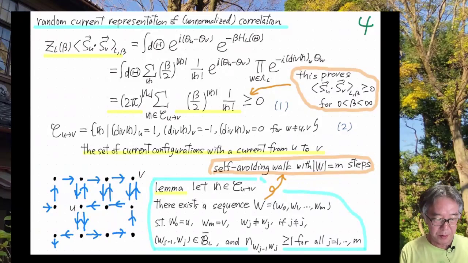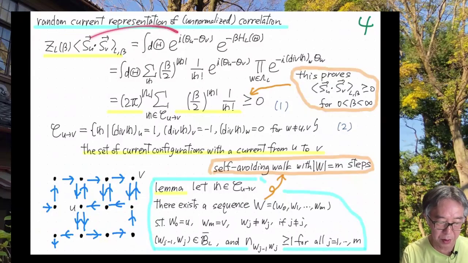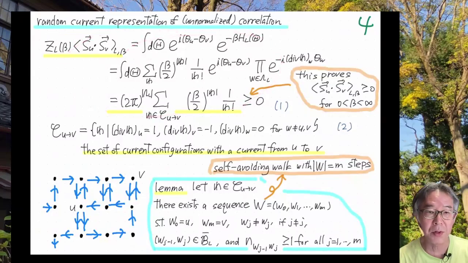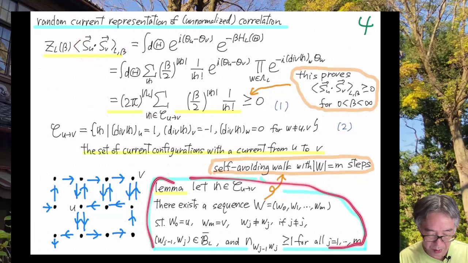So these were the basic stochastic geometric representations for the partition function and the unnormalized correlation function. So from this you get a random current representation for the correlation function, but we have to evaluate this anyway. And there are many ways of doing this, but let me use a self-avoiding walk here. So here is a basic lemma.